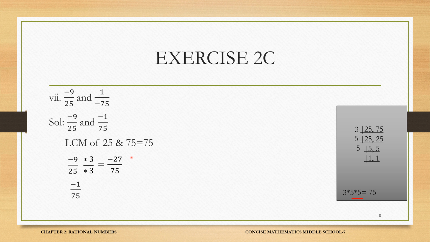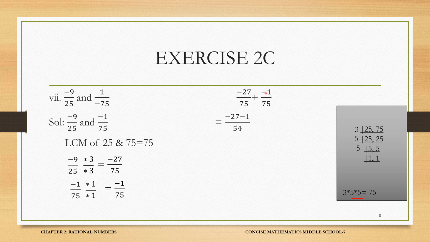Now similarly take the second rational number. To make the denominator 75, it should be multiplied with 1 itself because it is already 75. Minus into plus is minus 1 by 75. Just add these two rational numbers. Minus 27 by 75 plus minus 1 by 75.